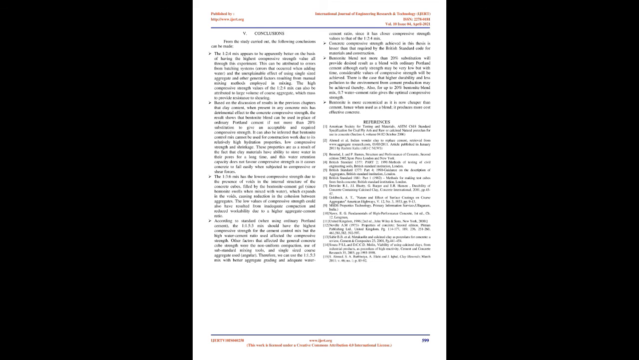Concrete compressive strength achieved in this thesis is lesser than that required by the British Standard Code for Materials and Construction. Bentonite blend not more than 20% substitution will provide desired result as a blend with ordinary Portland cement, although early strength may be very low, but with time, considerable values of compressive strength will be achieved. There is the case that higher durability and less pollution to the environment from cement production may be achieved thereby. Also, for up to 20% bentonite blend mix, 0.7 water cement ratio gives the optimal compressive strength. Bentonite is more economical as it is now cheaper than cement, hence when used as a blend, it produces more cost-effective concrete.